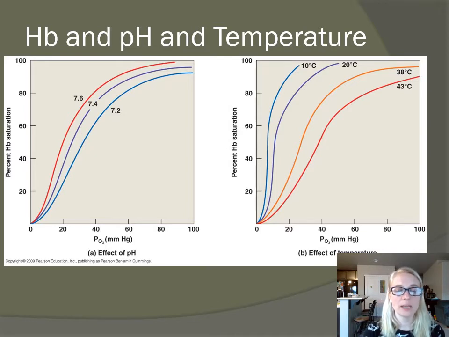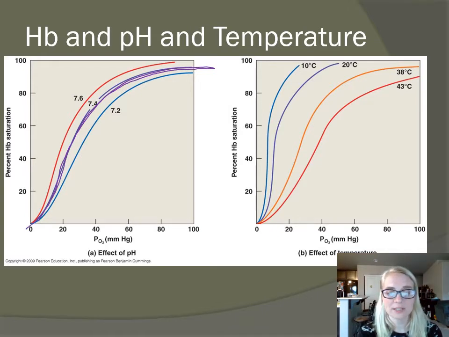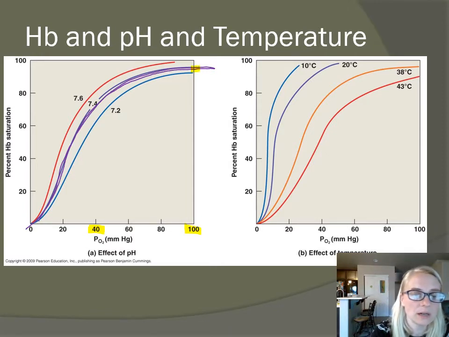So when we take a look at pH, our average blood pH is 7.4. So that's this purple line here. So this is normal, this guy right here, 7.4. And so if we're going to look at our normal values, that's going to be our 40 and 100. So again, we're at like 97 here, and we're about 75 here.